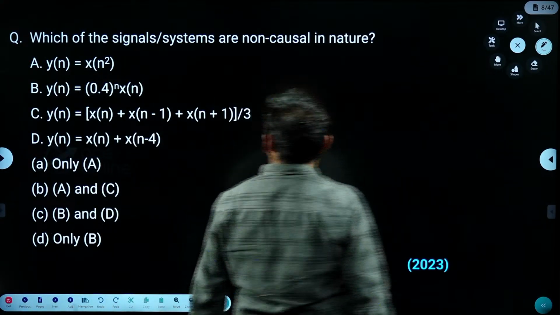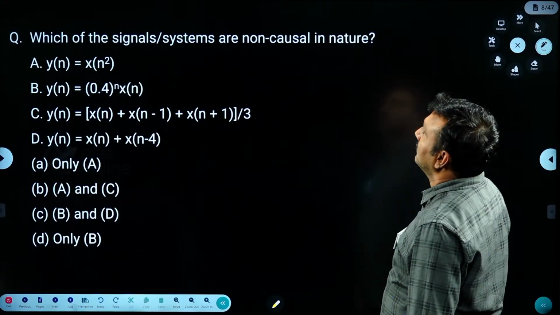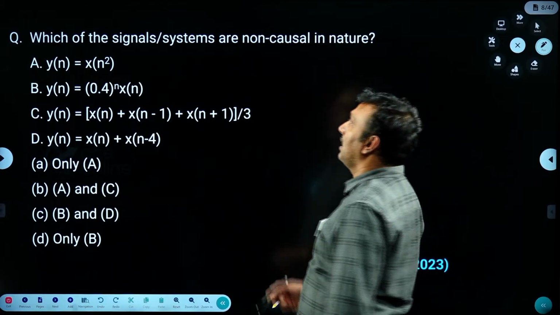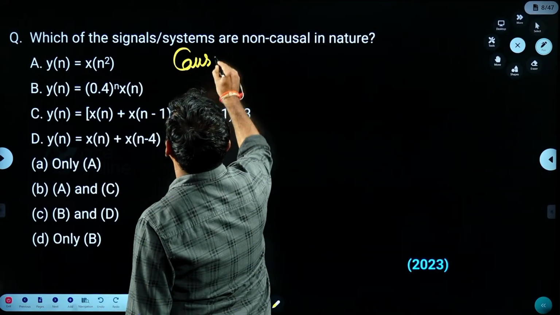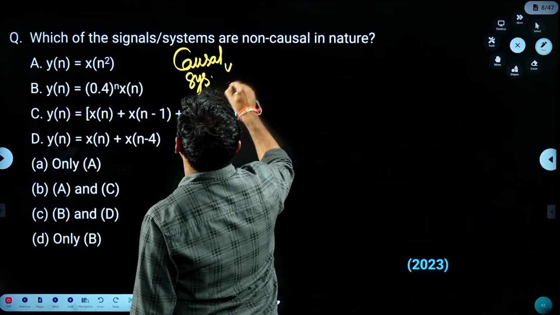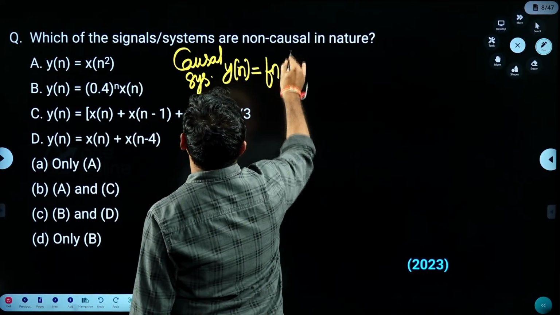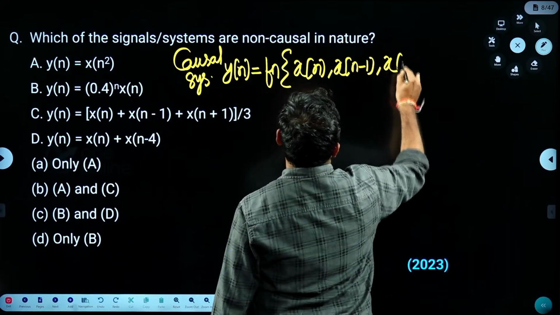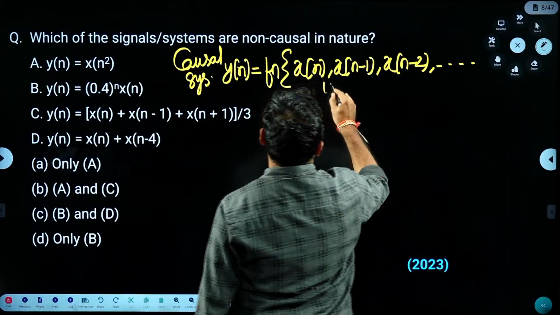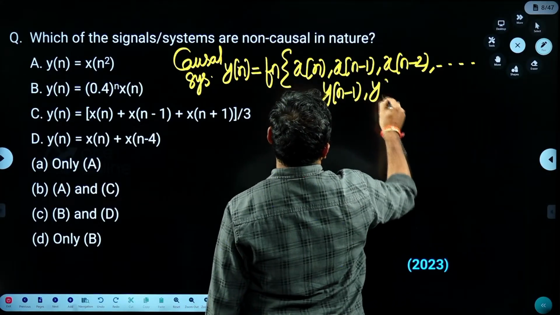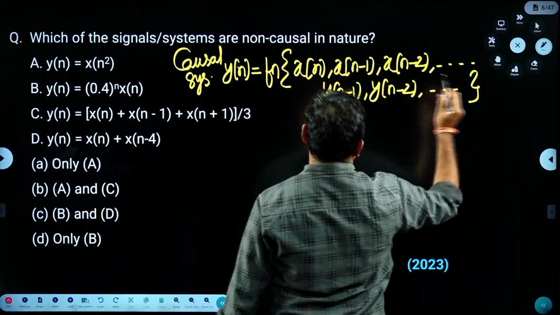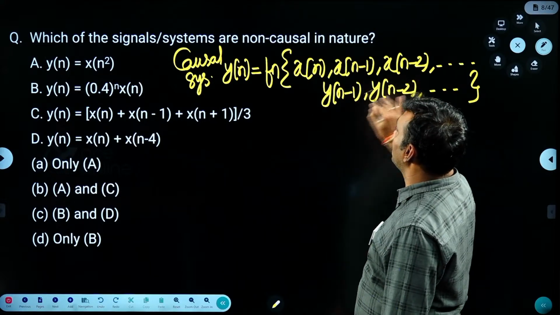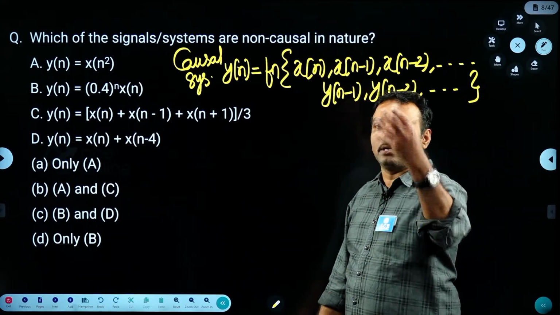Which of the following signals or systems are non-causal in nature? Of course, all are system expressions. What is the general causality condition of a system? The present output is a function of the present input and past inputs, and it can also depend on past outputs. For the system to be causal, our requirement is that the present output depends only on the present input, past inputs, and it may be a combination of past outputs.